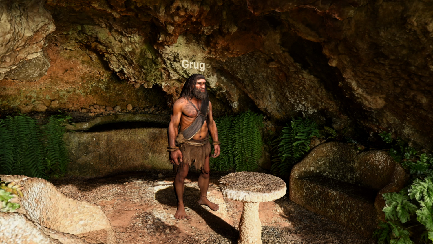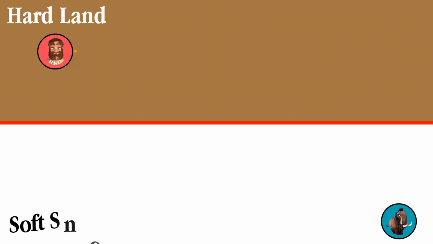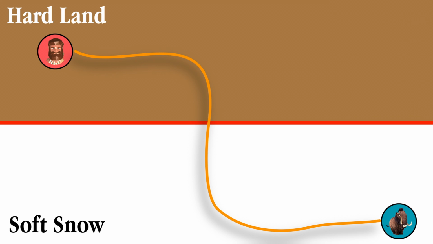Let's go back to our friend Grug, who has encountered a situation similar to a very famous problem. Grug, who's currently standing on hard land, is on a hunting expedition when he spots a woolly mammoth resting in the snow some distance away. In between Grug and the woolly mammoth is a boundary between hard land and soft snow. Grug can travel 6 meters per second on land, but only 2 meters per second in the snow. We are meant to find the path that takes Grug the least time to reach the woolly mammoth.